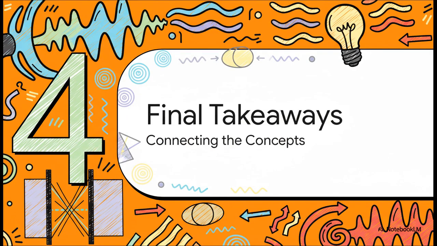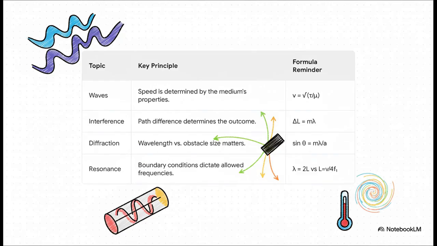Okay, let's wrap this up. How do we connect all these different topics into a few big overarching ideas? This table really boils it all down. For waves, just remember, the medium is king. Its properties set the speed. For interference, it's all about the path difference. Do the waves arrive in sync or out of sync? For diffraction, it's a showdown between the wavelength and the size of the opening. And for resonance, the boundaries, the ends of the string, the shape of the pipe, they dictate everything. If you can explain these 4 core principles, you are in excellent shape.